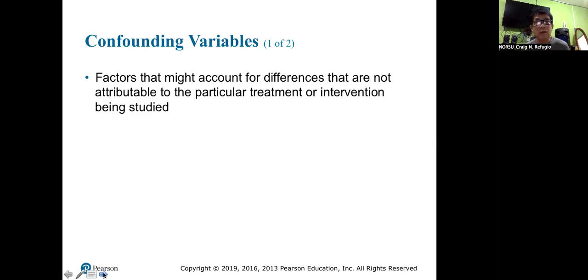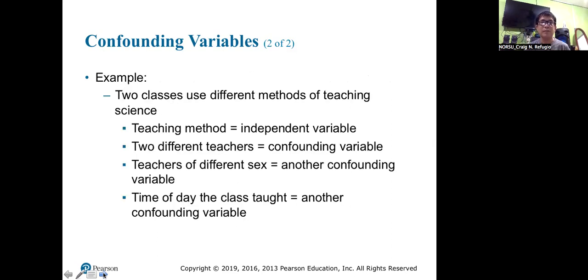We have also confounding variables. Confounding variables are factors that might account for the differences that are not attributable to the particular treatment or intervention being studied. We have the independent variable, we have the dependent variable, but the effects that you can see in the dependent variable cannot be attributed only to the independent variable. There might be other factors that produce the effects, and that could be accounted for by the confounding variables.